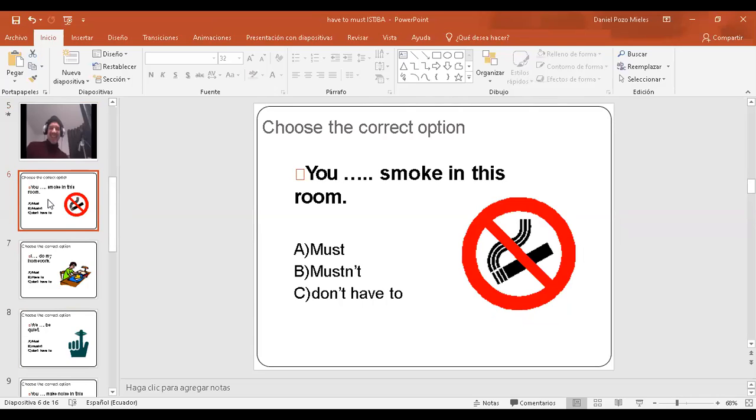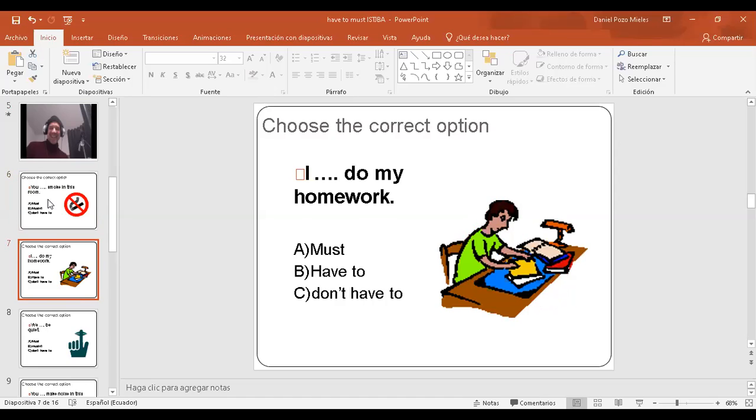We have to choose the correct option. You smoke in this room, according to the signal. Must, mustn't, don't have to. Choose the correct. Recuerden, enumerar y poner solamente la opción correcta. Next one. I do my homework. Must, have to, don't have to.